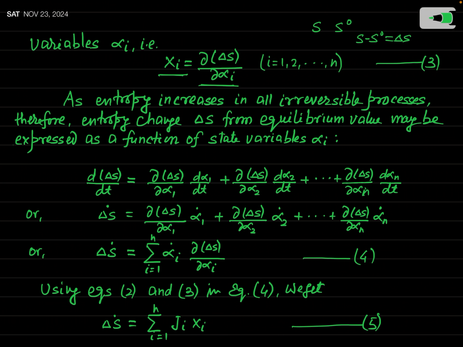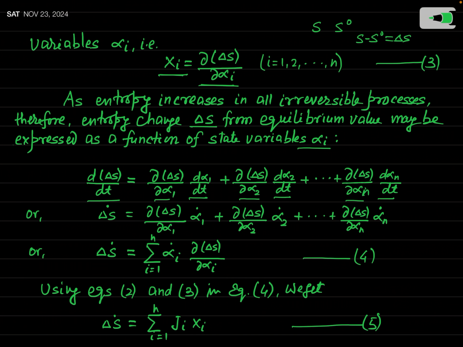But as you know, the entropy of any system increases in all irreversible processes. You have definitely studied this in your course on thermodynamics. And that's why you can say that the entropy change delta S from equilibrium value may be expressed as a function of state variables alpha i. And therefore, if you want to find the total time derivative of delta S, then d delta S by dt can be written as del delta S by del alpha 1 times d alpha 1 by dt. This is just the rule of partial differentiation. Plus del delta S by del alpha 2 times d alpha 2 by dt, plus and so on, plus del delta S by del alpha n times d alpha n by dt.